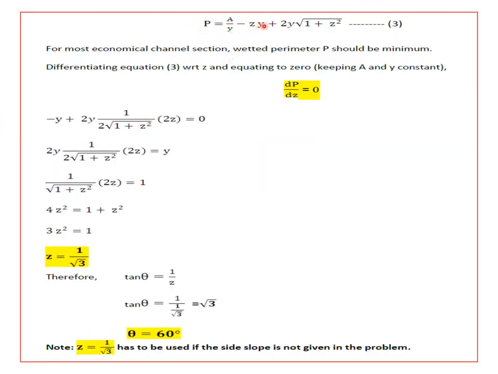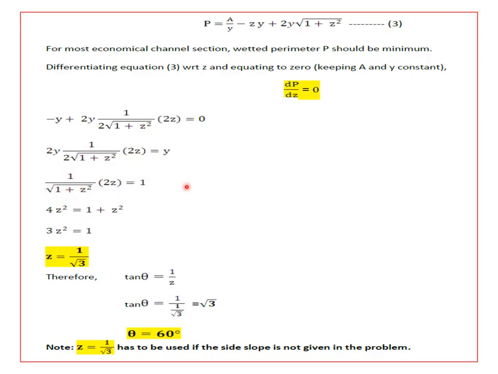So differentiation of z is 1, so it is minus y. So 2y, differentiation of root of 1 plus z square, it is 1. Okay, so that is half into 1 plus z square into half minus half into 2z. So that is how it is written. So therefore we have, y and y cancel out. So 2 and 2 cancel out. So you're left with 1 by root of 1 plus z square, 2z is equal to 1.